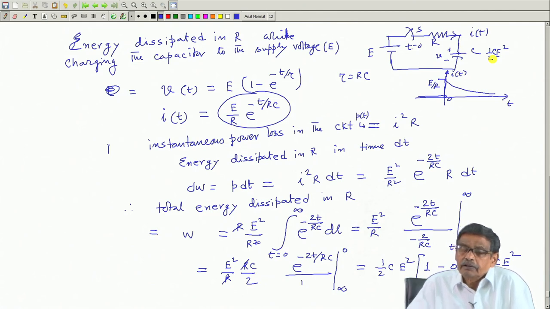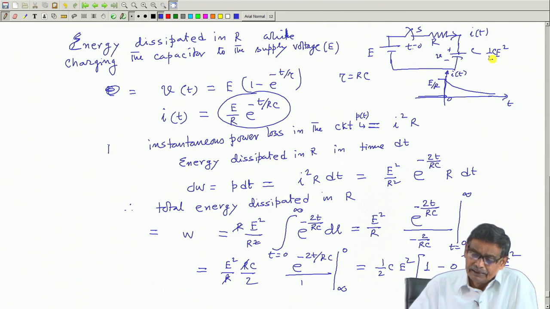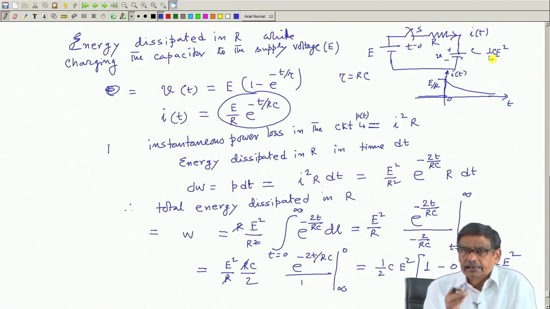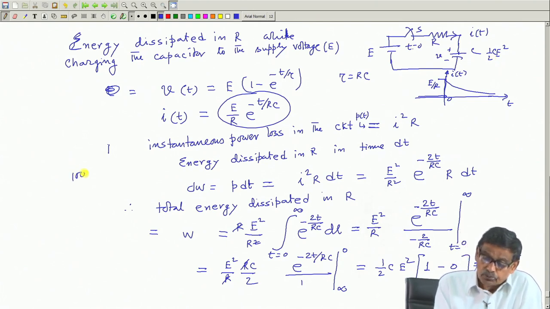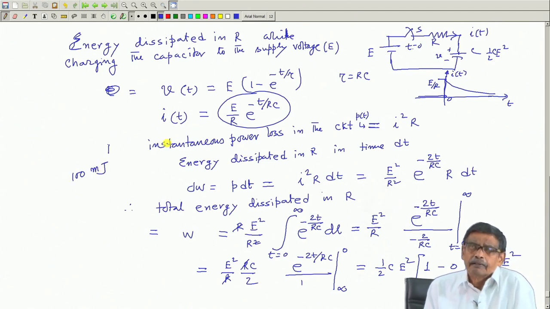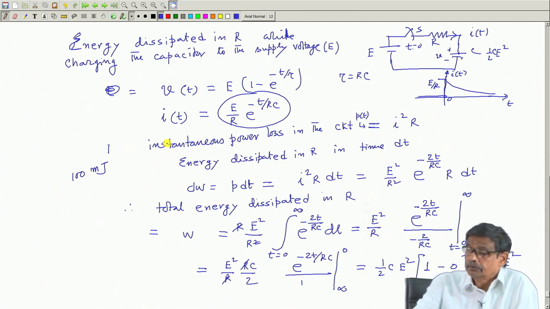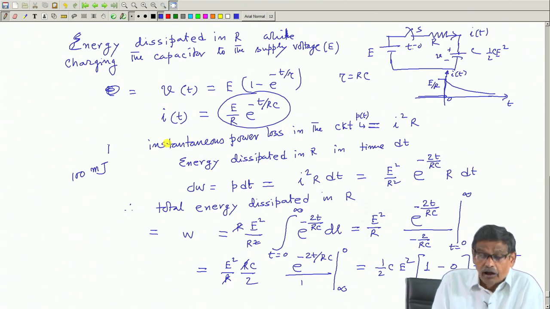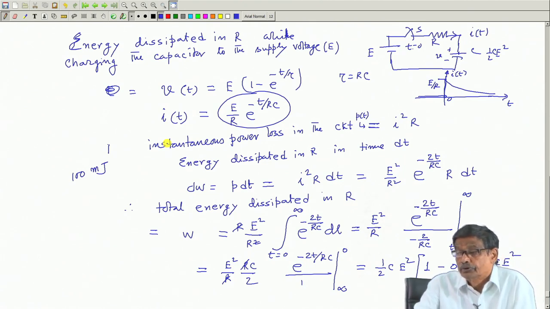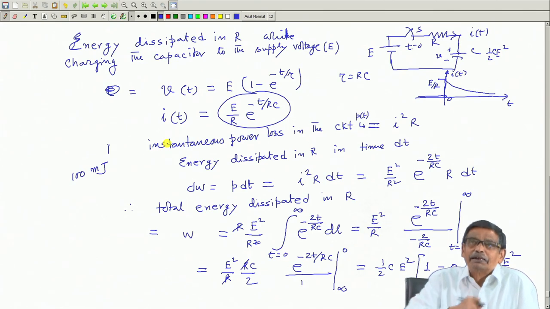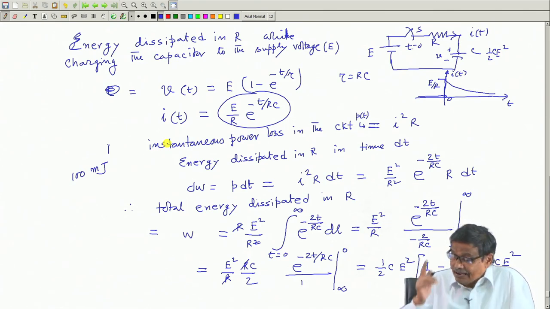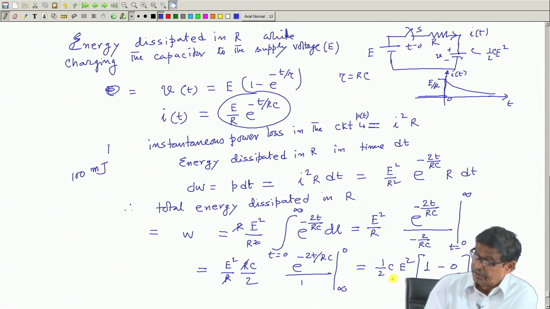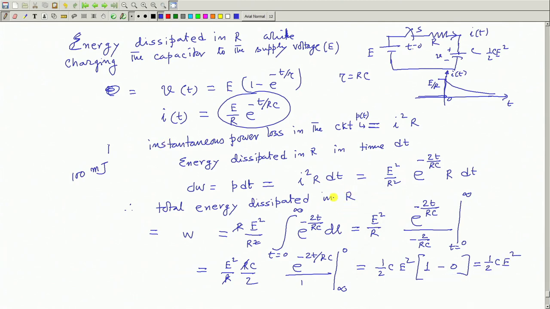Got the point? See how interesting it is. I am telling that, okay, here is a capacitor, store 100 millijoule into the capacitor. This result tells you that, okay, you make a circuit like this, if you want to store 100 millijoule, 100 millijoule should also be dissipated in R. That is, you must be ready with 200 millijoule. And another interesting thing is the amount of energy dissipated in R, this quantity.